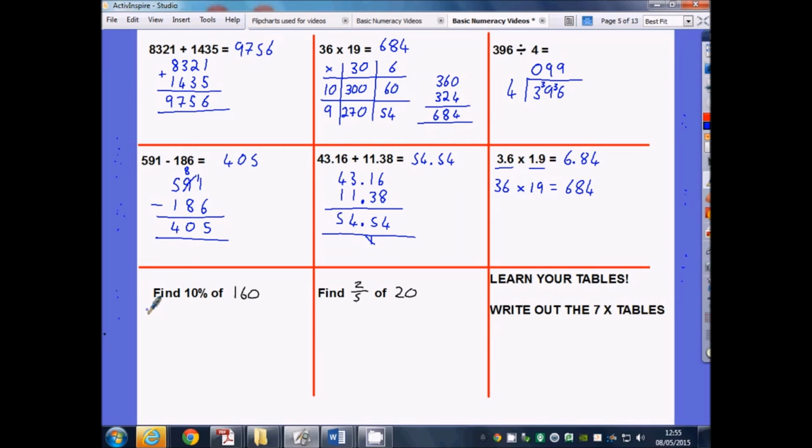I told you last time to find 10%, we have to divide by 10. 160 divided by 10 gives me an answer of 16. Number 8, find 2/5 of 20.